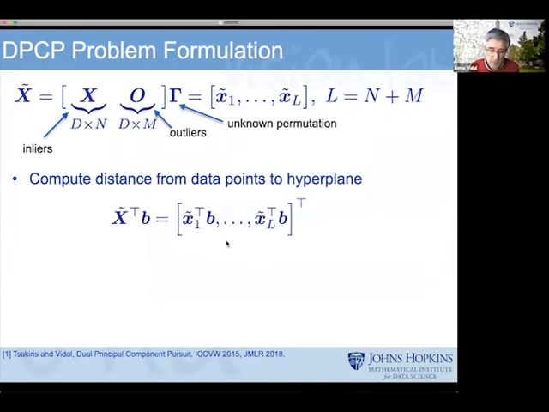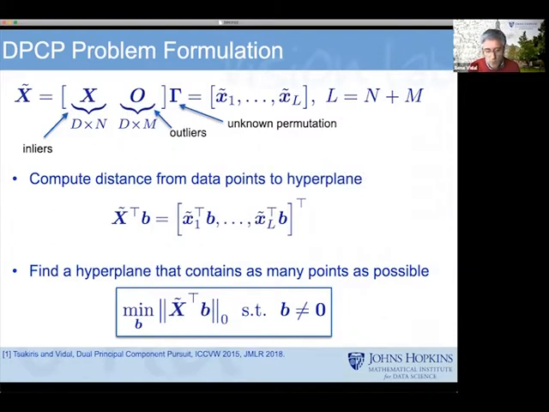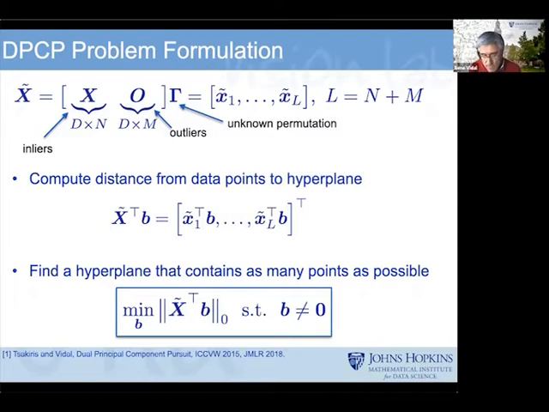And this is going to become important because of what we really are going to be trying to do. This dot product is 0 if the point belongs to the hyperplane and non-zero otherwise. Therefore, the number of non-zero entries of this vector is the number of outliers. So what we're going to do is to try to find a vector B such that the hyperplane contains as many points as possible. In other words, we're minimizing the number of outliers to that plane B.